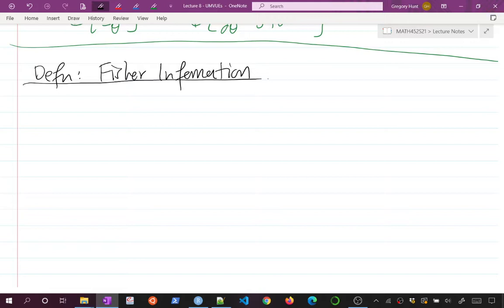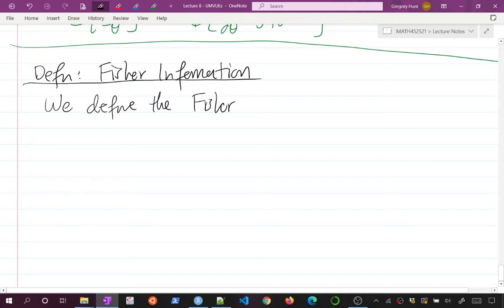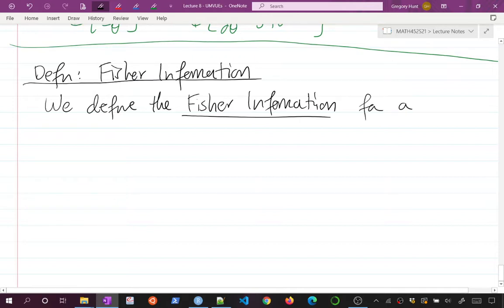And it's basically just going to name the second derivative quantity. So we define the Fisher information for a parameter theta.